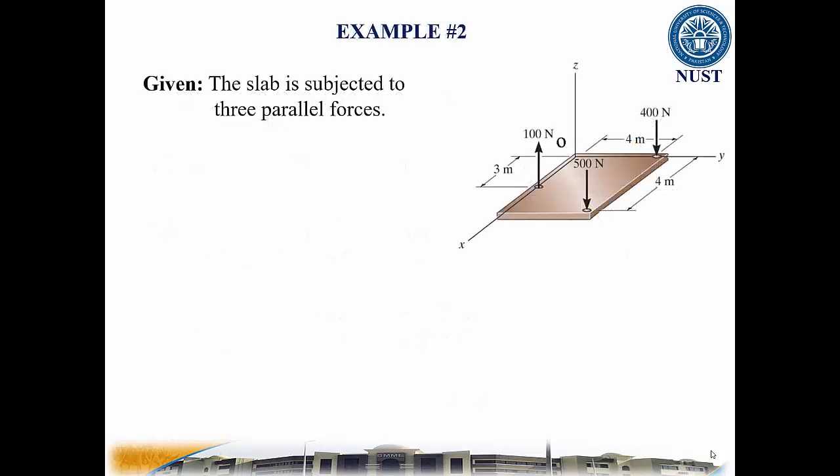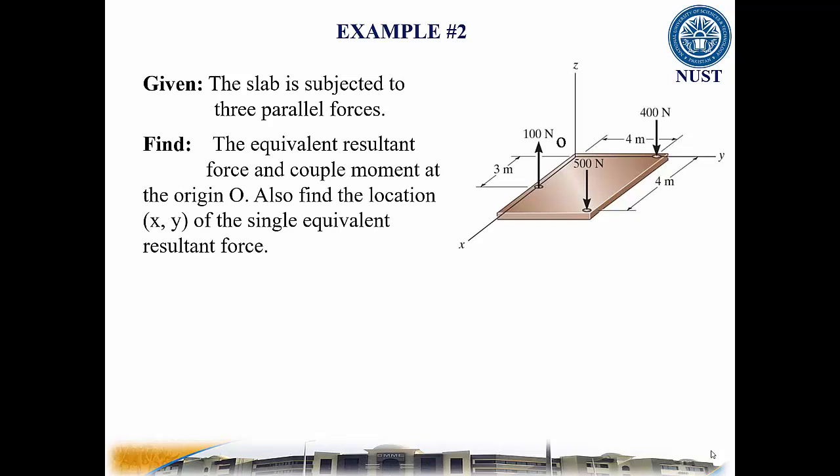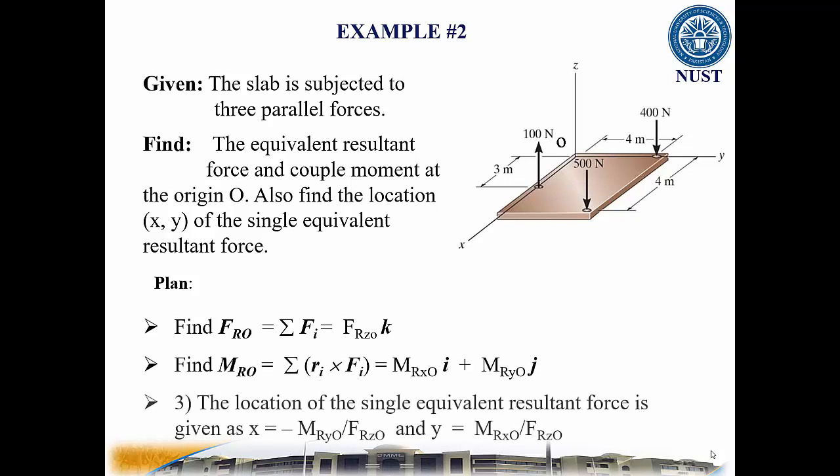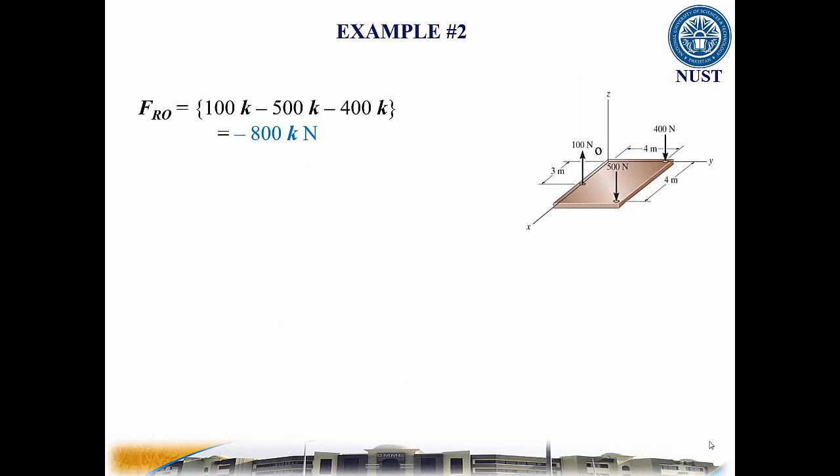In this second example, the slab is subjected to three parallel forces. We're going to find the equivalent resultant force and couple moment at the origin O. Also we need to find the location x, y of the single equivalent resultant force. Again, we will first find the resultant force, then the resultant moment, and finally the location of the equivalent resultant force using these equations.